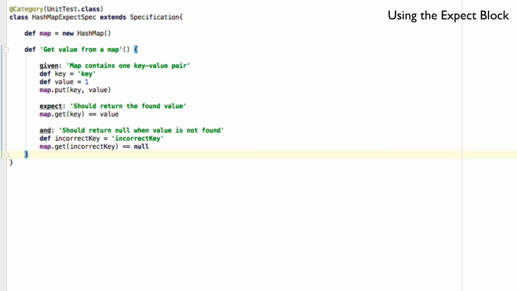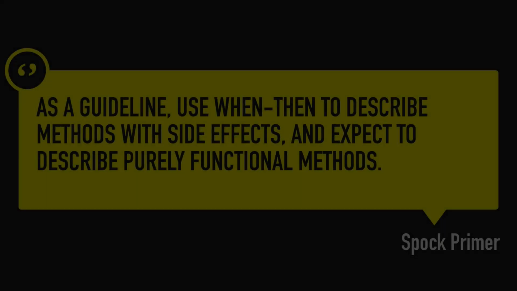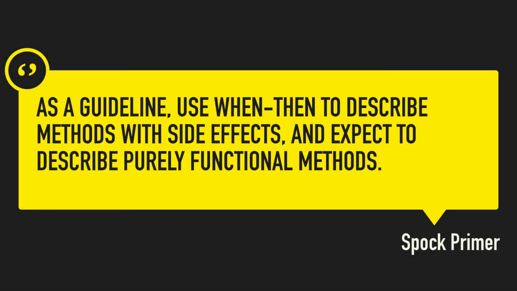It should be clear that we can specify the expected behavior by using either a when and then or an expect block. The question is, how can we choose the right tool for the job? The Spock documentation helps us to find an answer to this question. Use when then to describe methods with side effects and expect to describe functional methods.